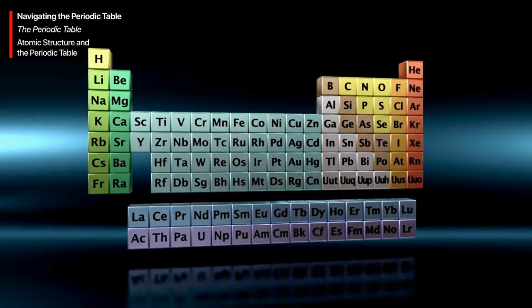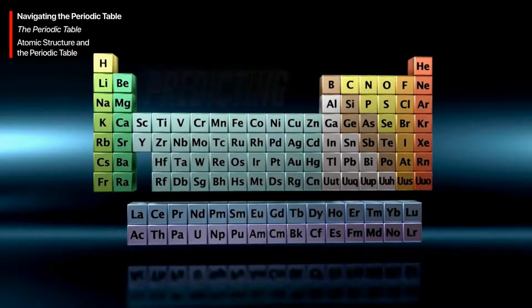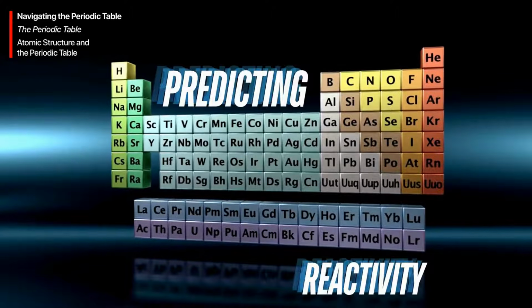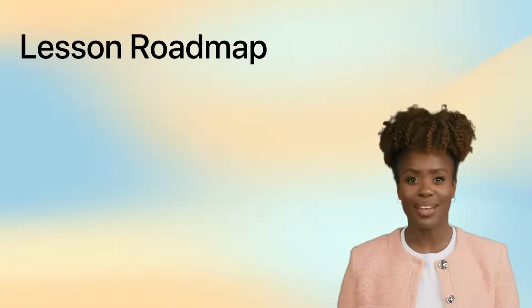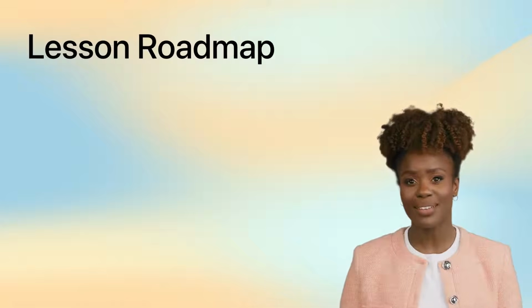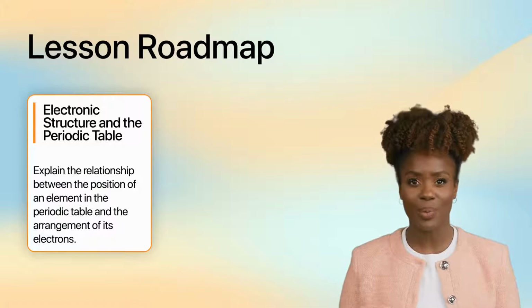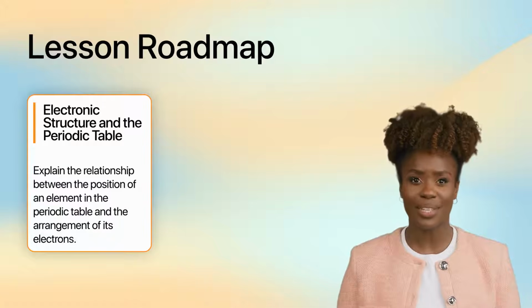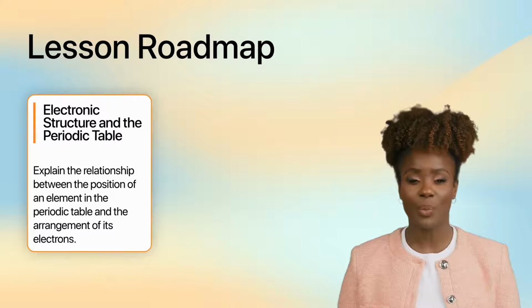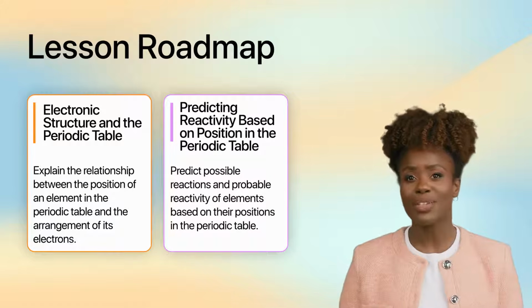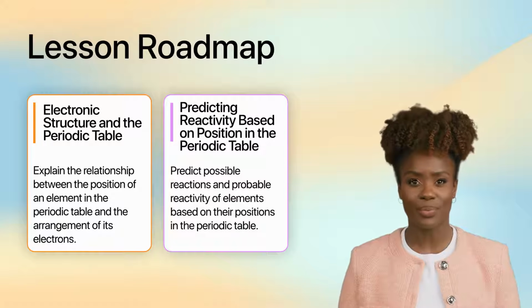Hello, and welcome to this lesson on predicting reactivity based on an element's position in the periodic table. In today's lesson, we will firstly explain the relationship between the position of an element in the periodic table and the arrangement of electrons in its atoms. We will then predict possible reactions and probable reactivity of elements based on their positions in the periodic table.